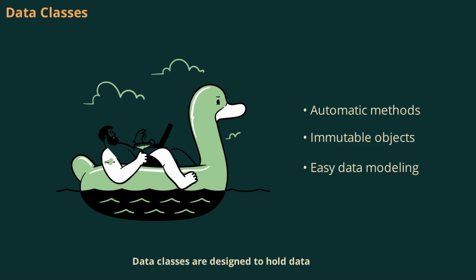Data classes are designed to hold data and automatically provide useful functionalities like equals, hashCode, toString, and copy methods. They are typically used to create immutable objects, reducing boilerplate and making your code more concise. Data classes are essential for modeling data in Android applications, supporting destructuring and easy manipulation.